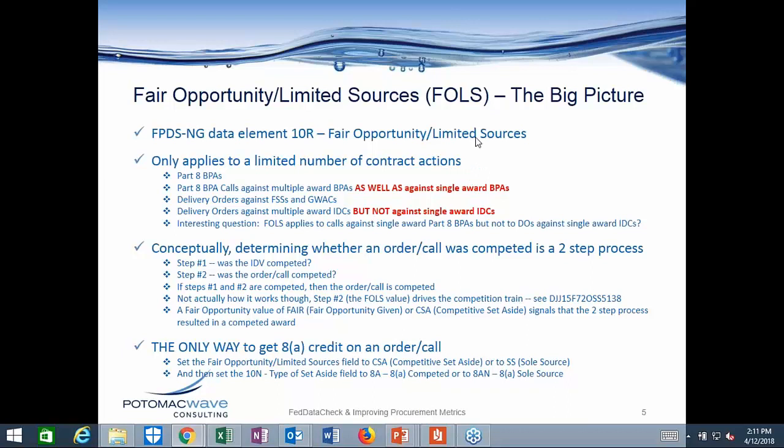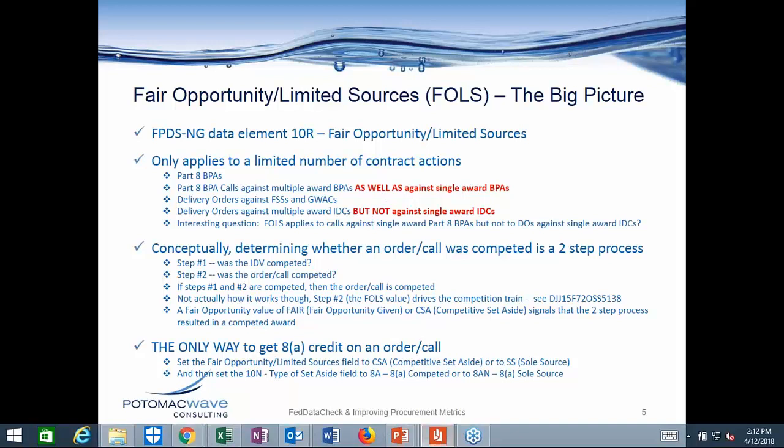Okay, the first thing, fair opportunity limited sources only doesn't apply to every type of contract action. For example, it doesn't apply to definitive contract actions, DCAs. And it also doesn't apply to every order or call. It is not applicable to delivery orders against single award IDCs.